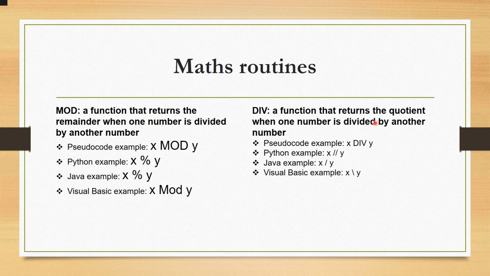Div is a function that returns the quotient when one number is divided by another number, right? So in pseudocode, we will write x div y. In Python, we will be using double slash, in Java we will be using a single forward slash, and in VB we will be using a single backslash.